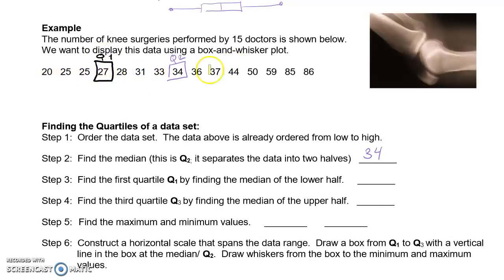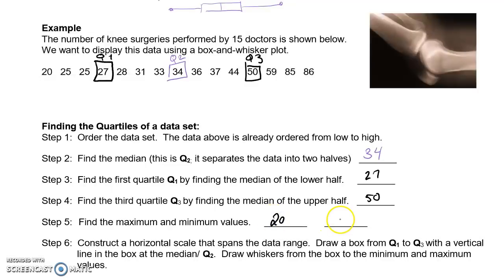And then we do the same idea to find Q3, which is ignore the first half of the data and look at the upper half and see that 50 is the median of the upper half. That's our Q3. So we have a Q1 at 27 and a Q3 at 50 with this data set. Now I have 1, 2, 3, 4 sections. Then the maximum and the minimum values are going to be your extremes. The minimum value is 20, the maximum value is 86.